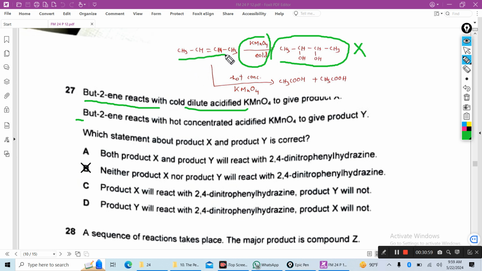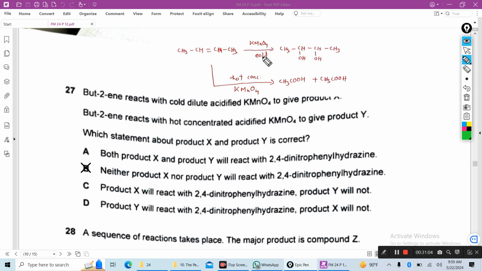Now when butene reacts with hot concentrated potassium permanganate, it breaks down here, ethanoic acid is produced, plus on the left-hand side also ethanoic acid is produced, a carboxylic acid. So a carboxylic acid does not react with 2,4-dinitrophenylhydrazine. So that's why B is the right answer. Neither product X nor product Y will react with 2,4-dinitrophenylhydrazine.